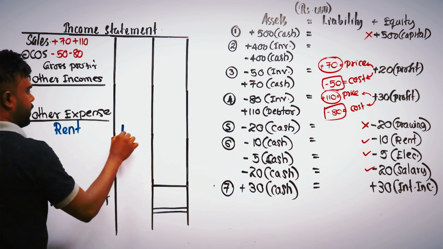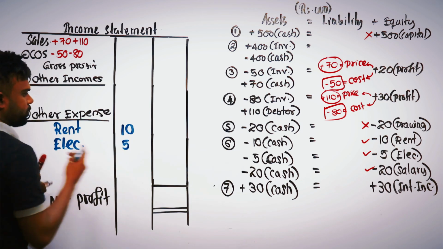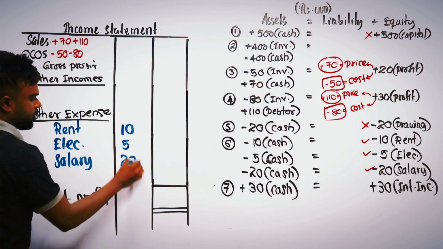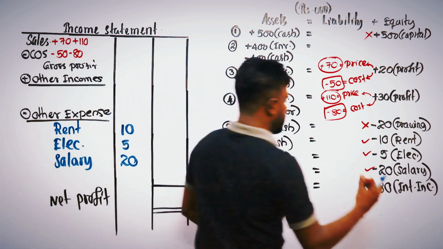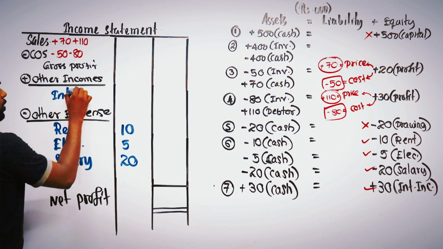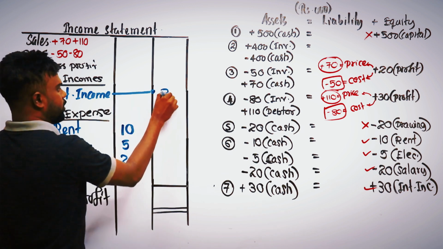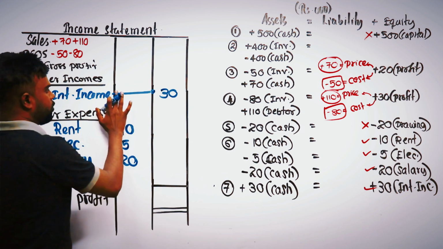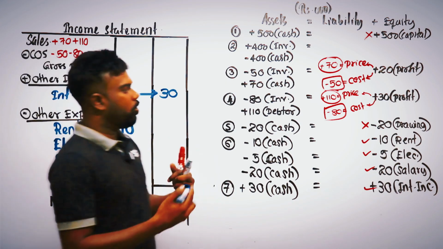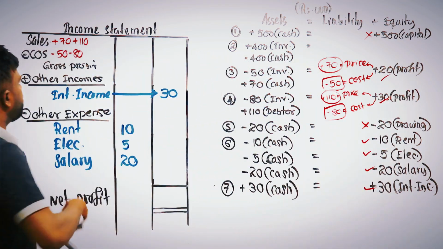Rent 10,000. Electricity 5,000. Right? Salary 20,000. Right? Then interest income, what? Other income. Only one other income, therefore I'll directly record it in the second column. 30,000. And no need to write down like this. For your reference, I'll draw the format like this. Understand? All the values tick except drawings and capital, don't consider.